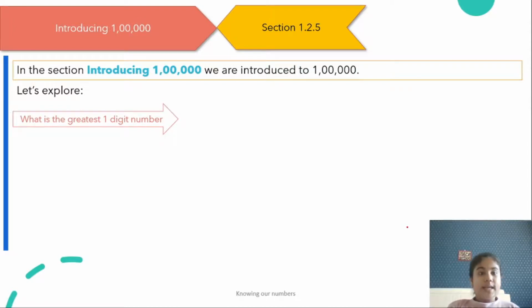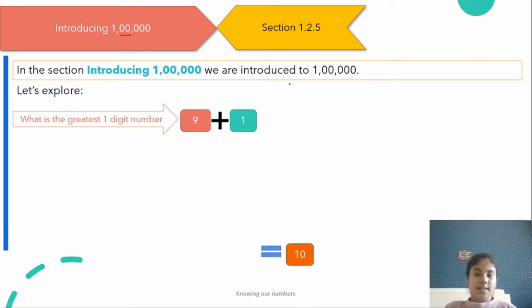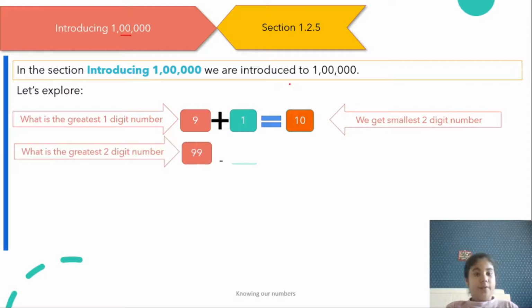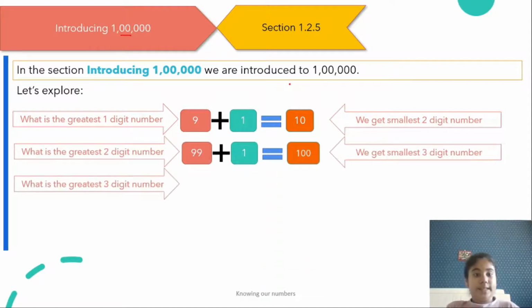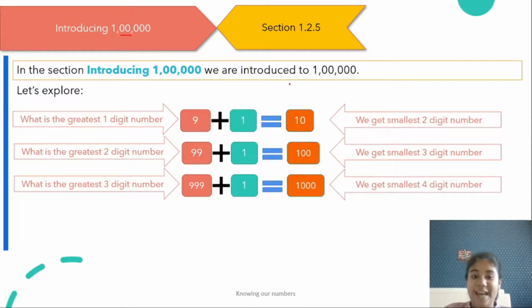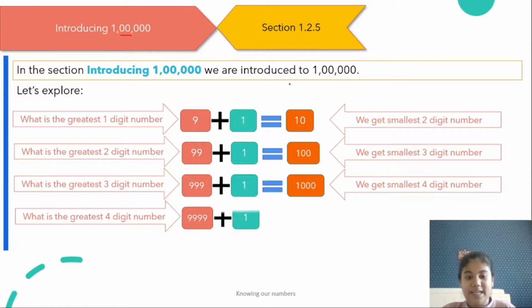Introducing 10,000. Sorry guys, it's not introducing 10,000, it's introducing 1 lakh. In this section, introducing 1 lakh, we will be introduced to the number itself. Okay, what is the greatest 1-digit number again? We all know it's 9, we just saw. We add 1, makes it 10, the smallest 2-digit number. We just saw all of this in introducing 10,000. But the counting doesn't end at 10,000. We need to go ahead and ahead.